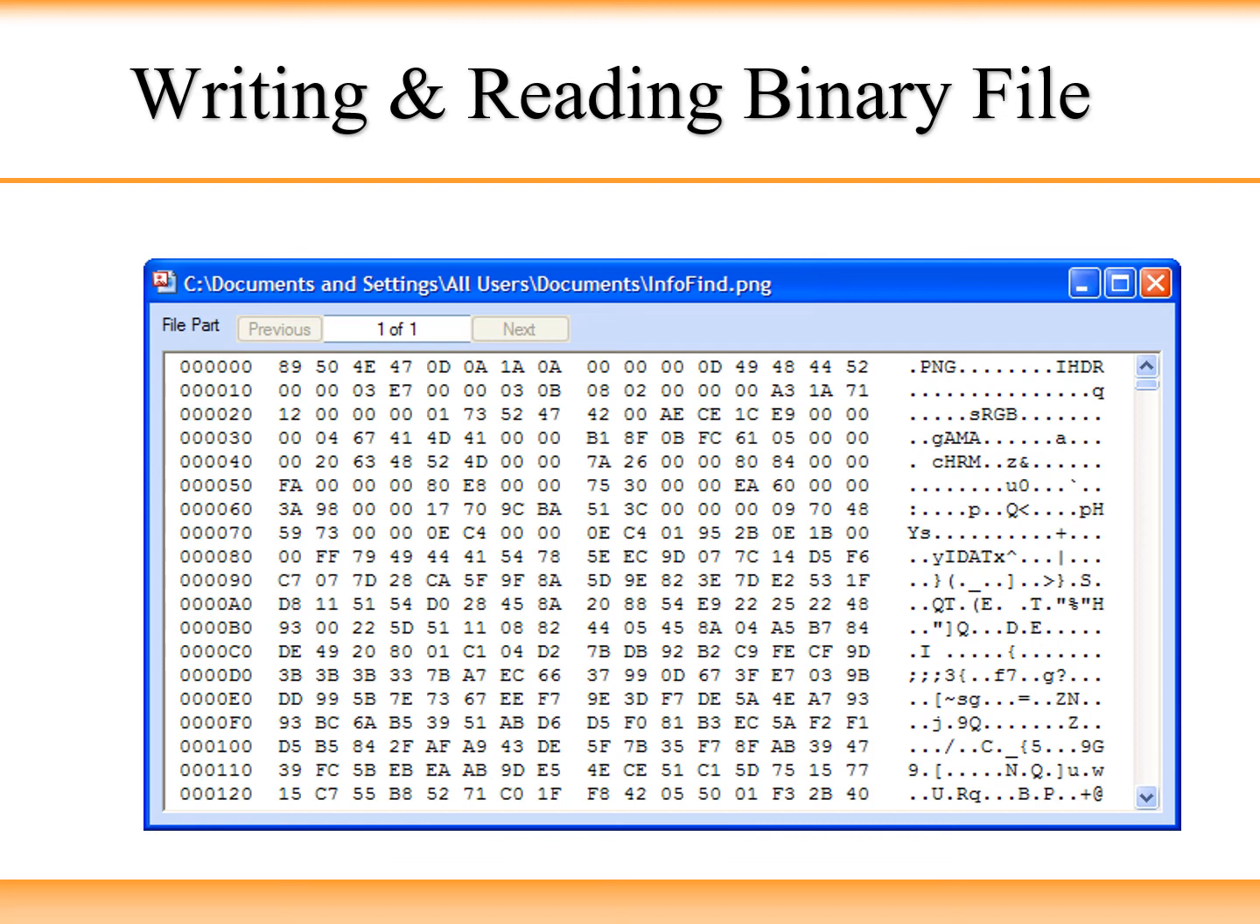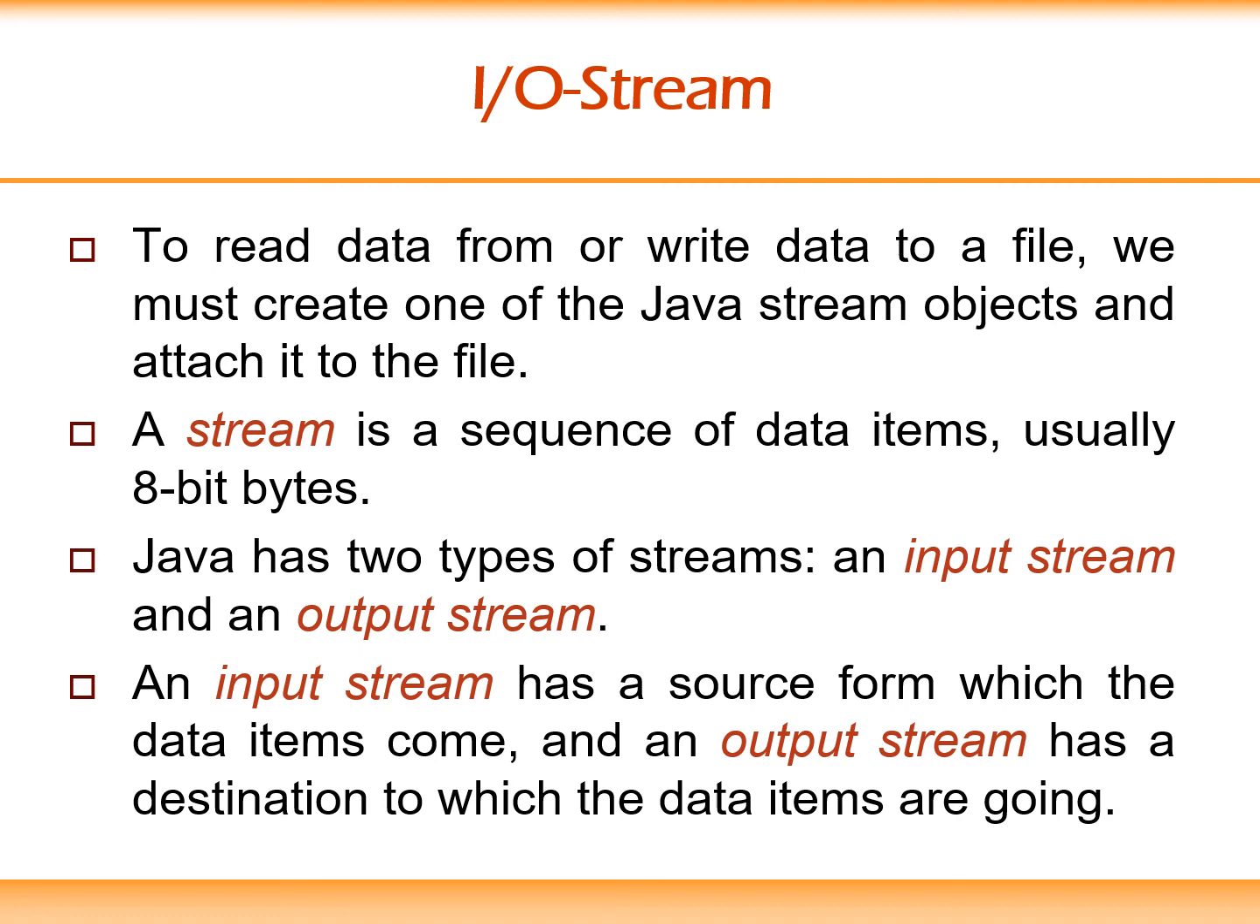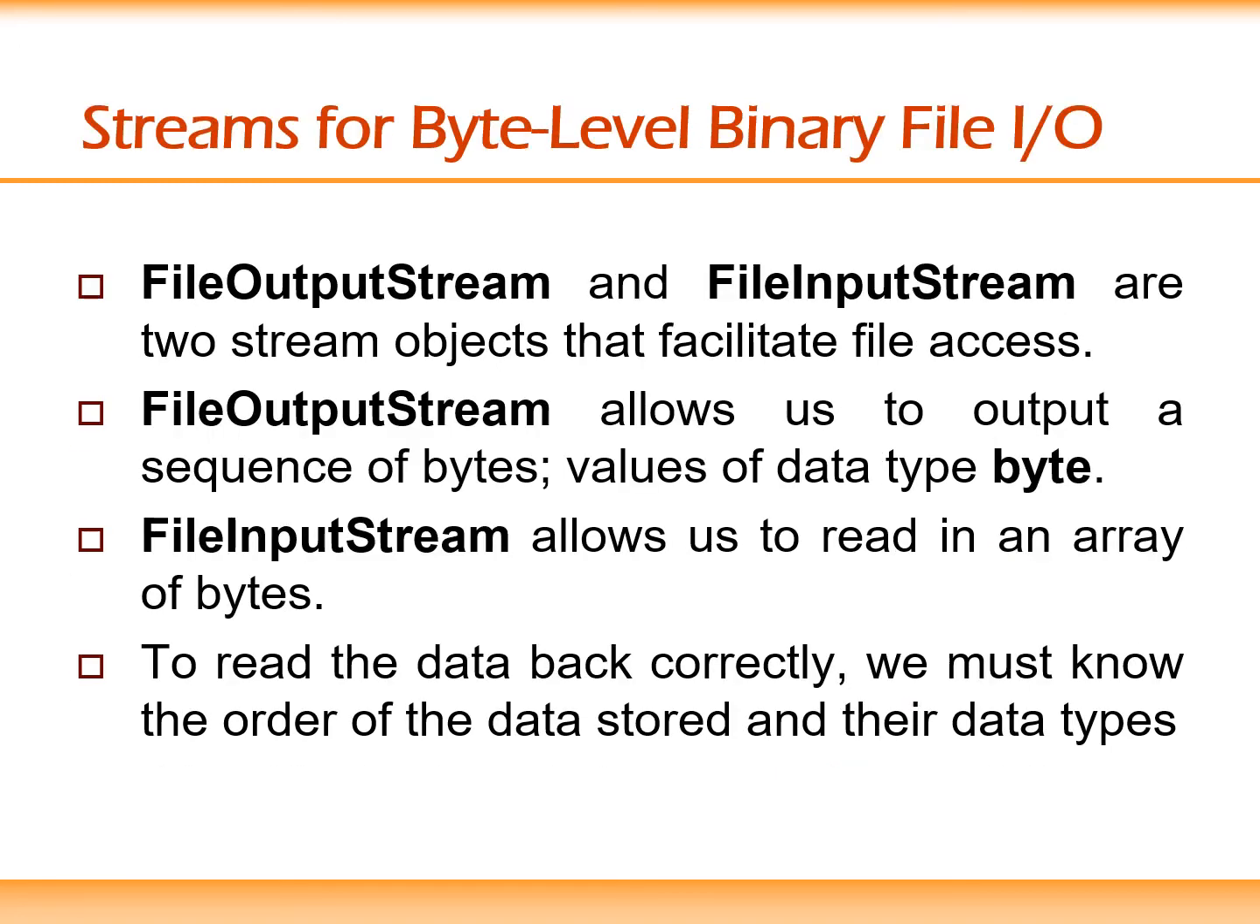What we have seen just now is only the text file, doing read and write operations. So let's look at how you can deal with binary files. In binary files, you must create one of the Java stream objects and attach it to a file. Because this is in binary form, a stream is a sequence of data items, usually in 8 bits. The data in binary form is stored in bytes. Java has 2 types of streams: an input stream and an output stream. Input stream is used for reading. Output stream is used for writing, for outgoing. FileOutputStream and FileInputStream are 2 stream objects that facilitate file access. If you want to deal with reading and writing to a file, you use these 2 objects.